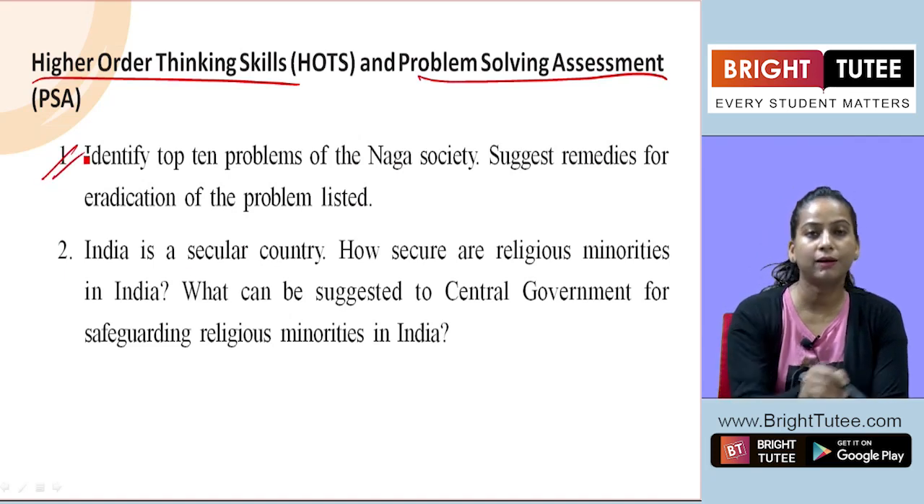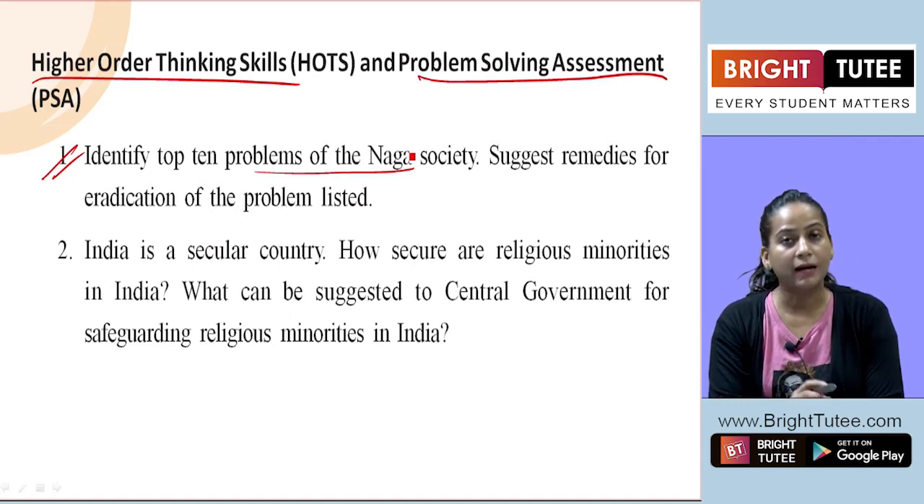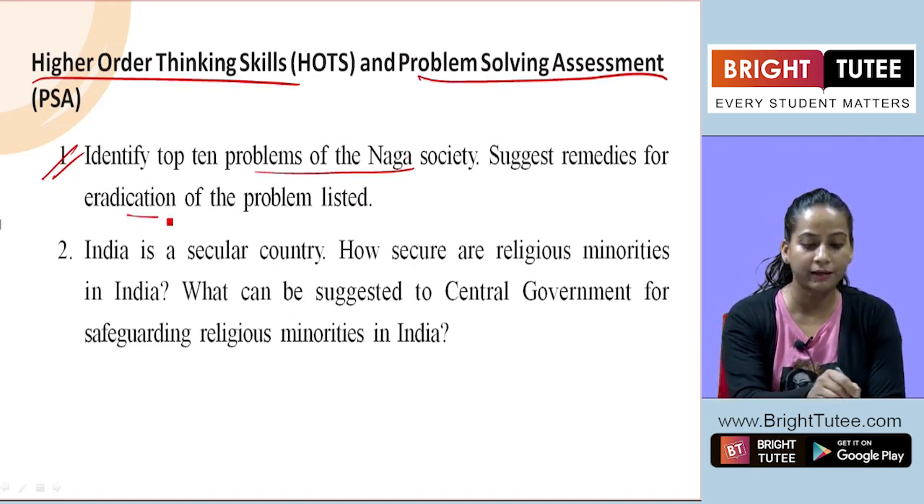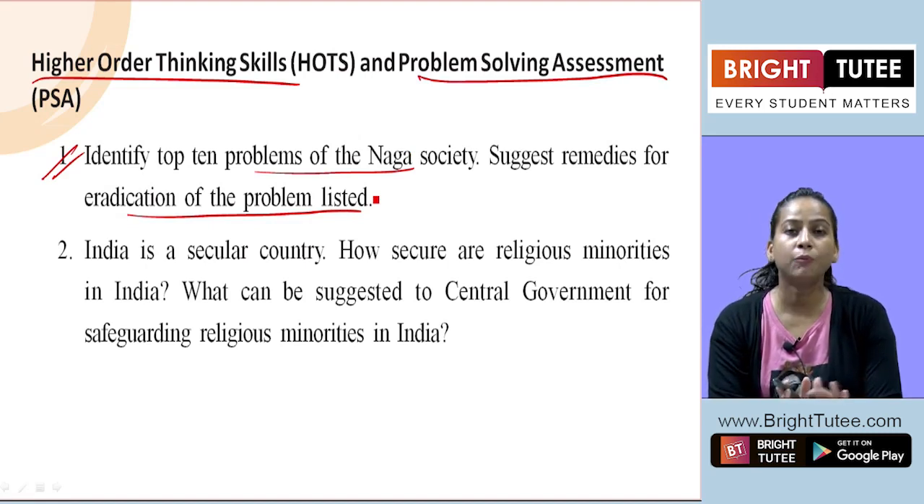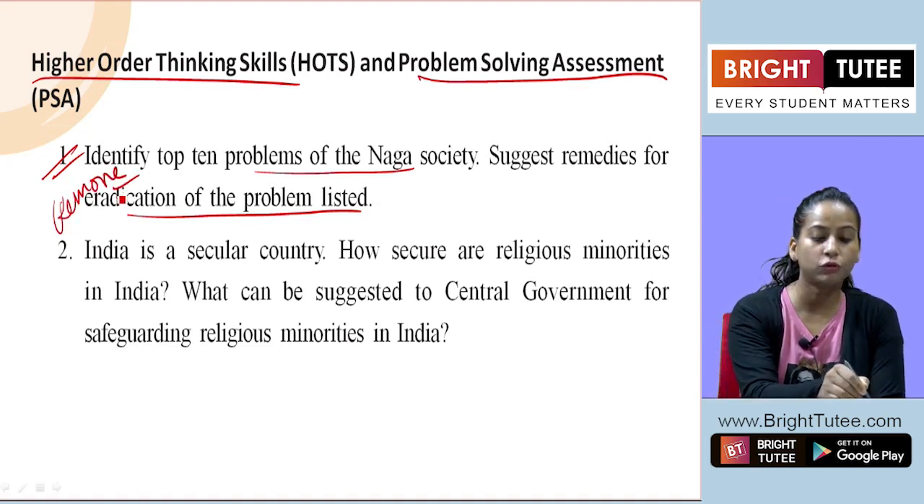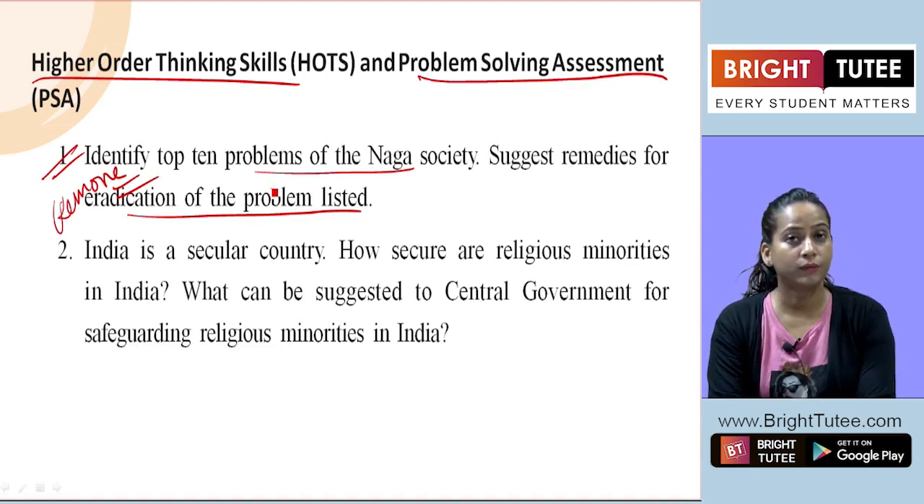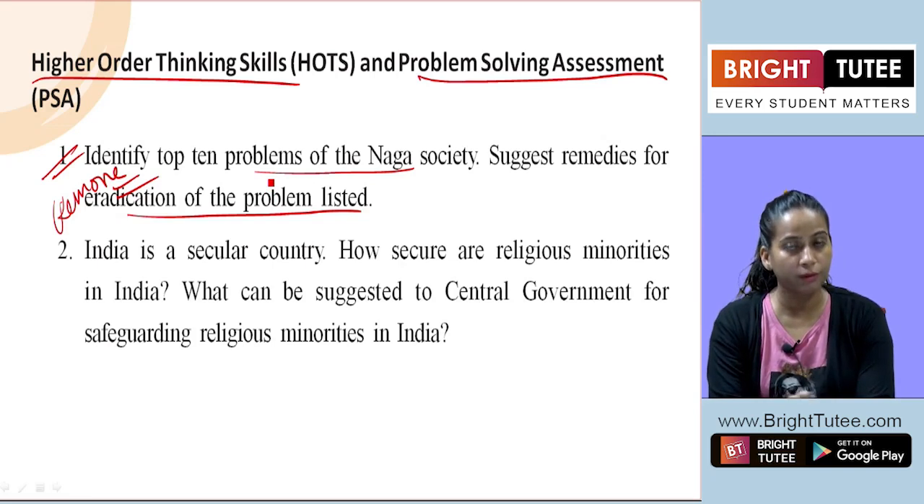The first one they have asked: identify the top 10 problems of Naga society and suggest the remedies for the eradication of the problems listed. Firstly, we have to put the problems here. We have to mention what problems are faced by the people of Naga society, and what different steps or measures can be taken to remove, that is, eradicate, these problems. So according to this, you have to give the intro as well as the conclusion.